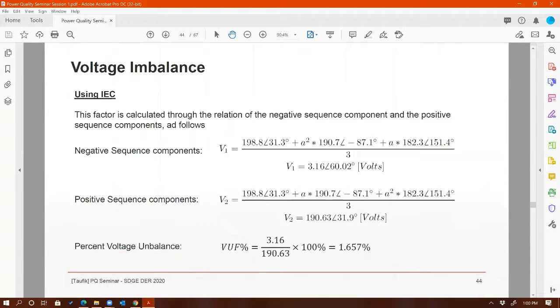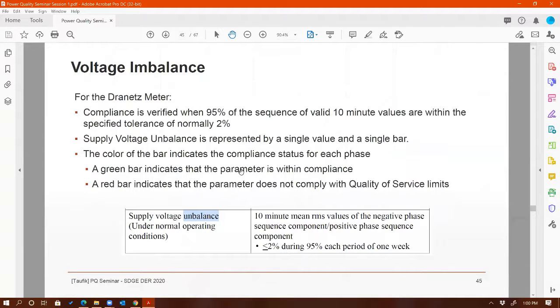I don't know what standard is. I think there's a limit for percent imbalance. I don't know what that limit is. Maybe it's in here. Yeah, right here. For example, the limits should be less than 2% during 95% of each period for 1 week, right? So I don't know if there's any standard, but there should be a limit. This is an example of the limit that we have for percent imbalance, less than 2% during 95% of each period for 1 week.